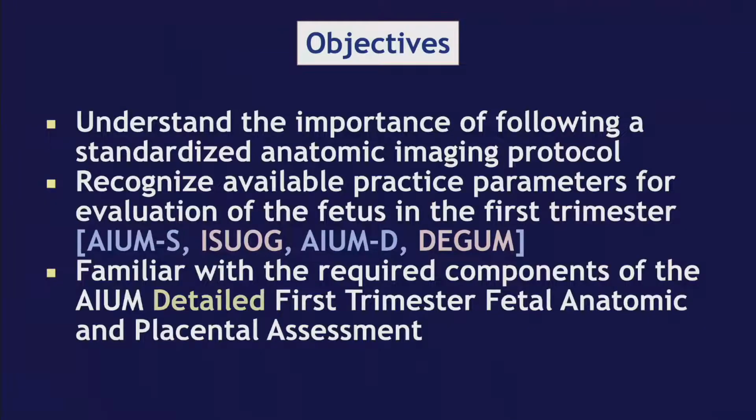So what are our objectives today? I would like you to be able to understand the importance of following a standardized anatomic imaging protocol in the first trimester. You should be able to recognize the available practice parameters for the evaluation of the fetus, but this talk is going to really focus on the AIUM standard practice parameter and the AIUM detailed practice parameter in the first trimester. Your syllabi will have the ISUOG practice parameter, which was put out as a guideline in 2013, and the German variation, which was released in 2016.